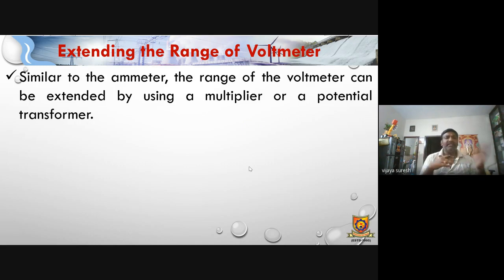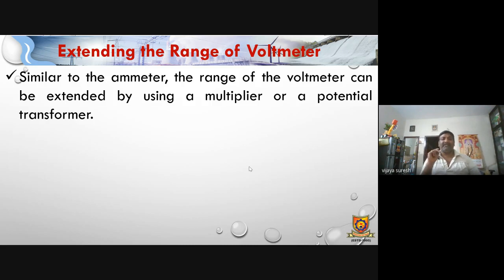So as we have seen in the ammeter, we are using a shunt path. In the shunt path, a certain amount of current is passing through the shunt, and the remaining current is passing through the meter. Nothing but there we have used a parallel circuit. In the parallel circuit, current is going to divide. But what about the voltage in a parallel circuit?